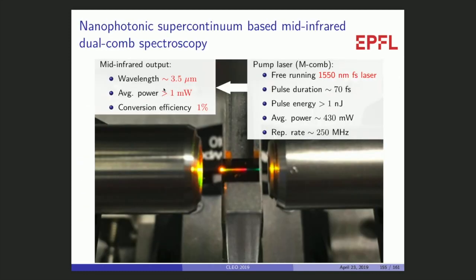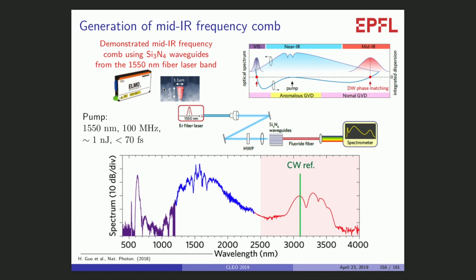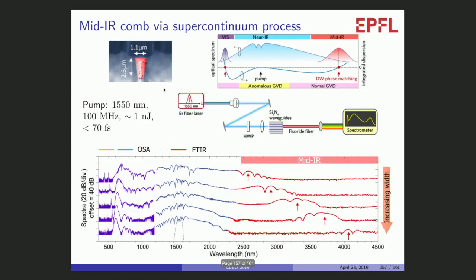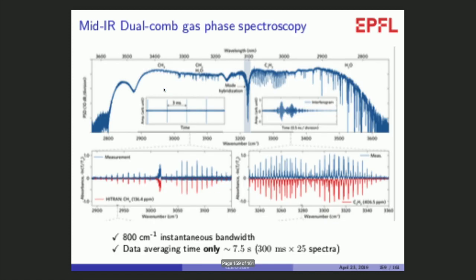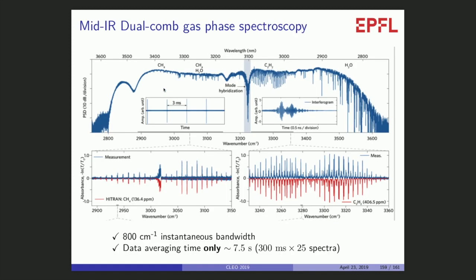One of the applications of this is that you can do dual comb spectroscopy. This is an example where you generate a mid-infrared spectrum with a nanojoule of energy. You take two of these devices, and now you can also play some tricks. For instance, you can take coupled waveguides to flatten the dispersion in the mid-IR, making use of the bonding and antibonding modes, and you can generate combs in the mid-infrared spectral range that allow you to do dual comb spectroscopy. There will also be one presentation here at CLEO on DCS using this silicon nitride.